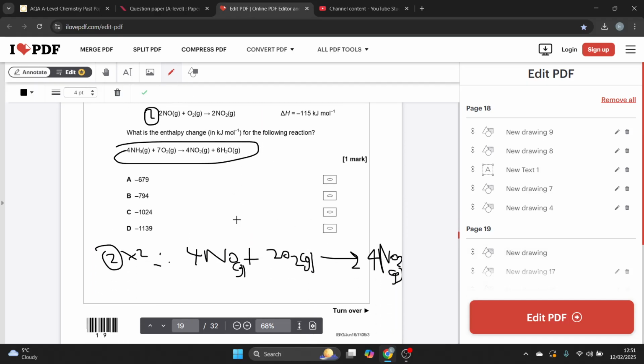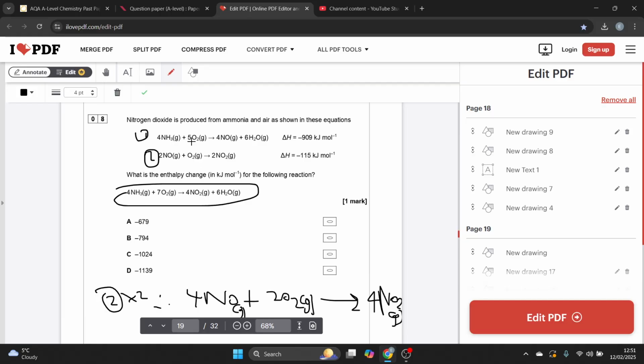And then I do equation 1 plus equation 2. What I notice is that I'll get 4NH3 plus 7O2 because of the 5O2 here, and then 6H2O plus 4NO2, and this 4NO will cancel out with that. Perfect. So I've done equation 2 times by 2, and therefore this enthalpy change must be multiplied by 2 as well. And I want to find the enthalpy change for the following reaction. Well, what I'm going to do then is minus 909 minus 115 times by 2.